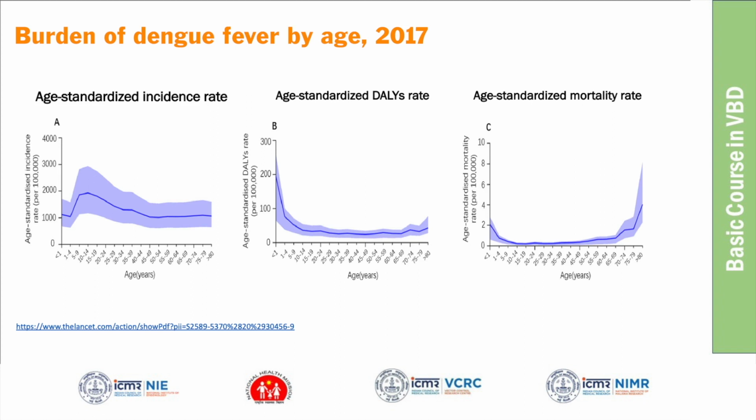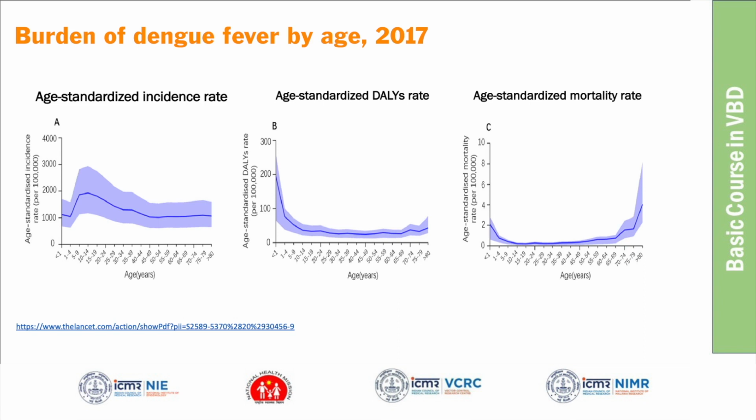You can see that the incidence is very high in the 10 to 14 age group, the second decade. You can see it is increasing. After that, it is plateauing, so it is not declining further. After 40 years, it's the same incidence across different age groups. Coming to the DALY rate, the disability adjusted life years lost is very high among children, because dengue is primarily a pediatric disease. So death is also very common among children.